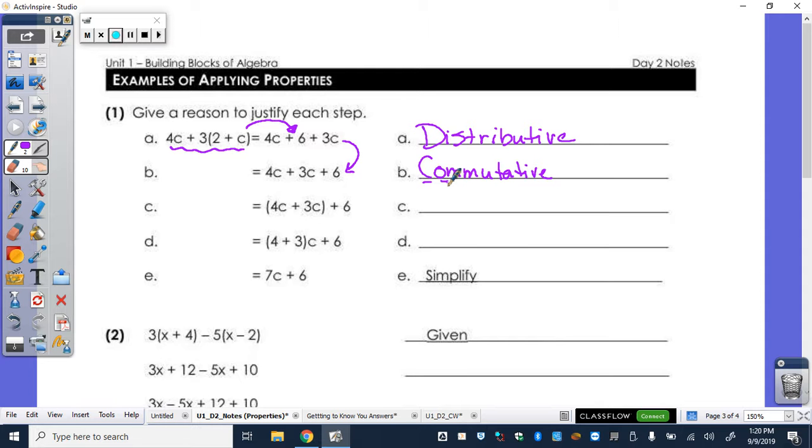All right. What did they do from B to C? They added parentheses, which means they grouped something together, so they did the associative. Whenever you group things together, that is your associative.